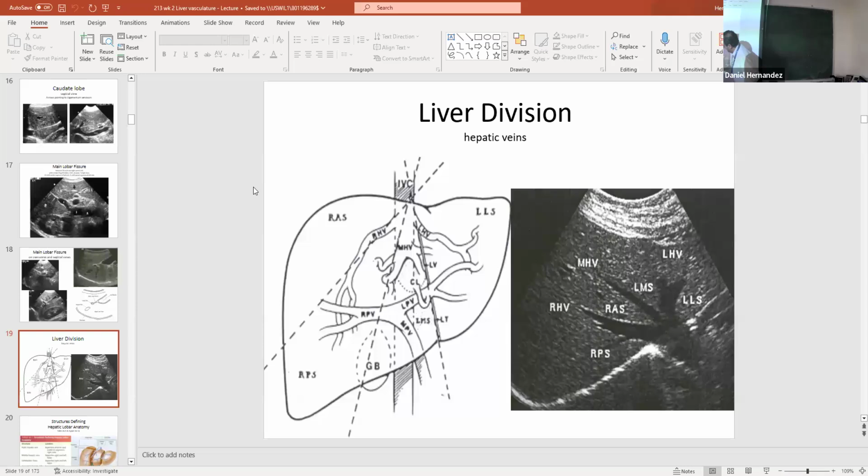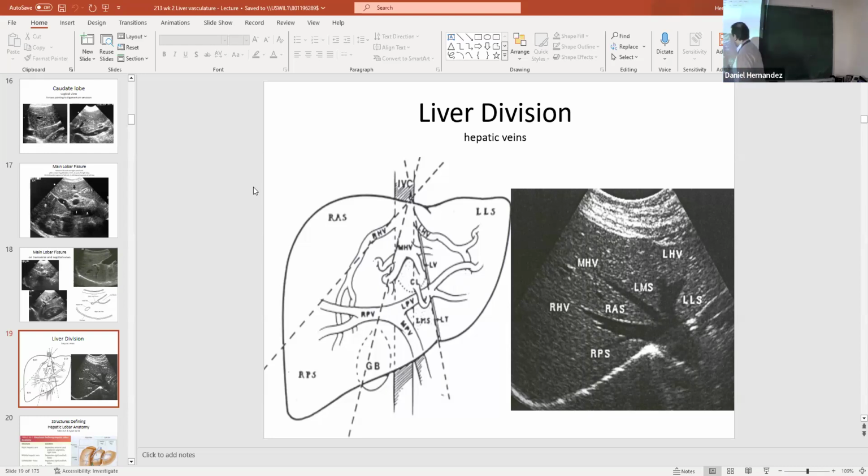The right hepatic vein, if you visualize it coming across this way, divides the right lobe of the liver into a posterior and anterior portion. Just think about your anatomic positions. This is the posterior portion of the liver, and this would be the anterior portion of the right lobe. So the right hepatic vein divides the right lobe into anterior and posterior segments.